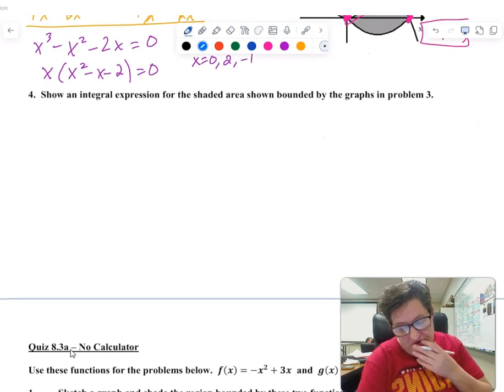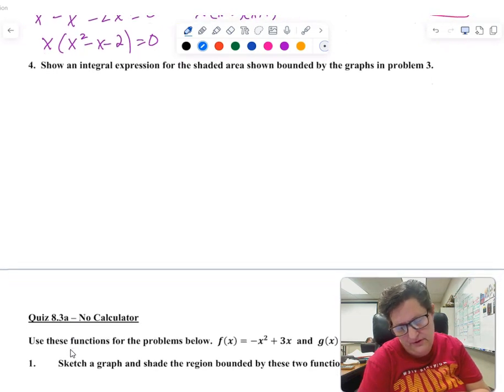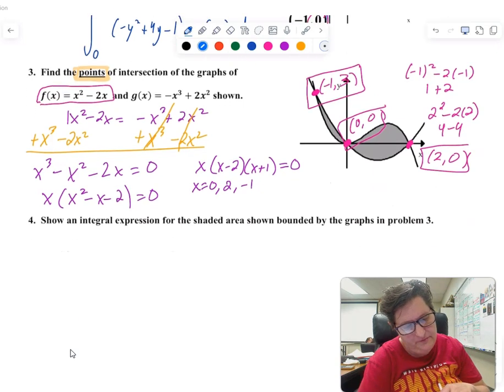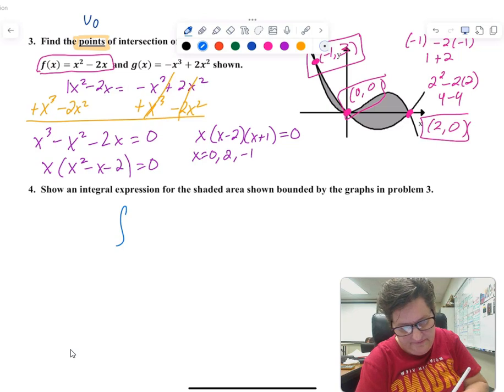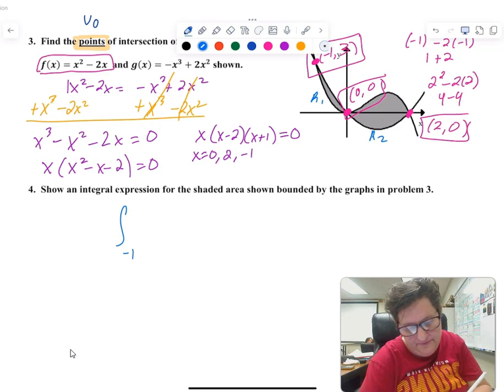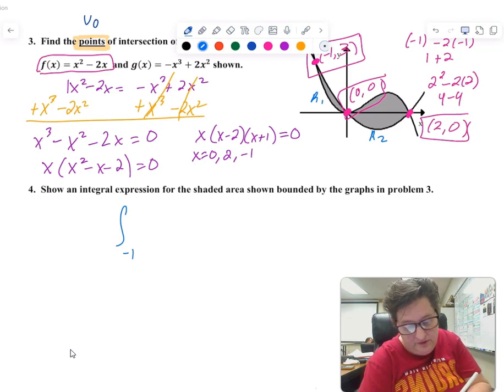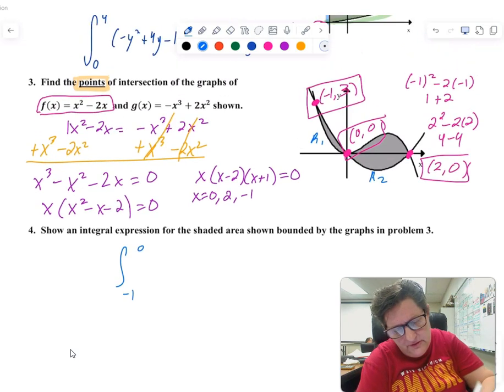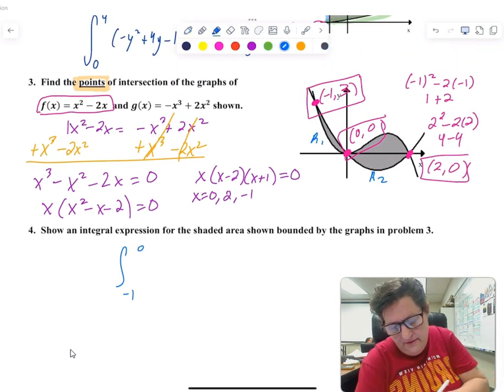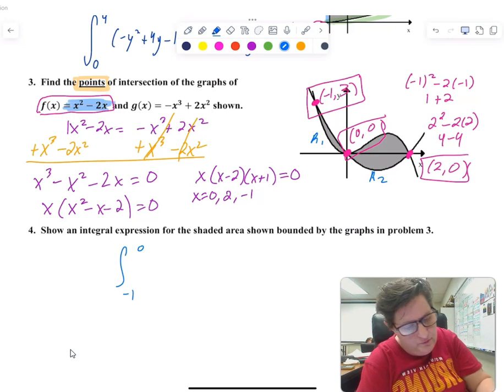Okay. Show an integral expression for the shaded area shown. Show an integral expression for the area shown by the graphs in problem 3. All right, excellent. So you guys, there are 2 ways to do this. The first is I split it up into like a region 1 and a region 2 kind of thing, okay? And I go, remember it's a dx because I'm going top minus bottom, so I go negative 1 up to 0. And in that part, let's see here, we have a parabola and a cubic. I gotta like draw this.